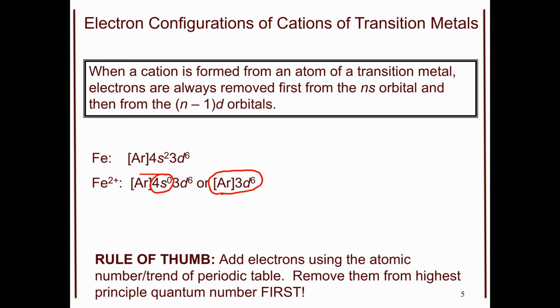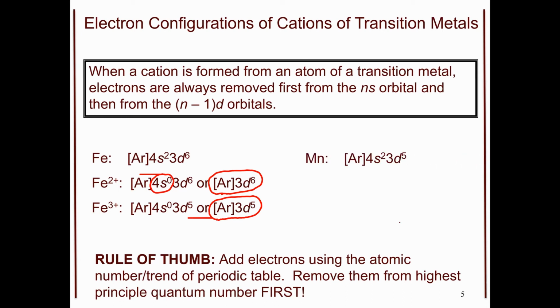Is that the only thing I can do? Well, now look what happens if I have my iron 3+. I will remove the 4s electrons first, and then I will take 1 electron away from the 3d subshell. This now gives us argon 3d5. So what is so important and so good about our iron 3+? Well, now this is Hund's compliant. Because we have 5 electrons in our 3d subshell, this is a half-filled subshell and is incredibly stable.